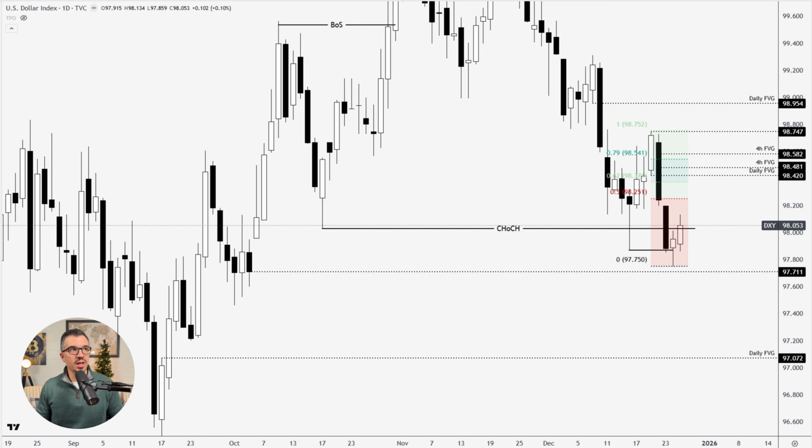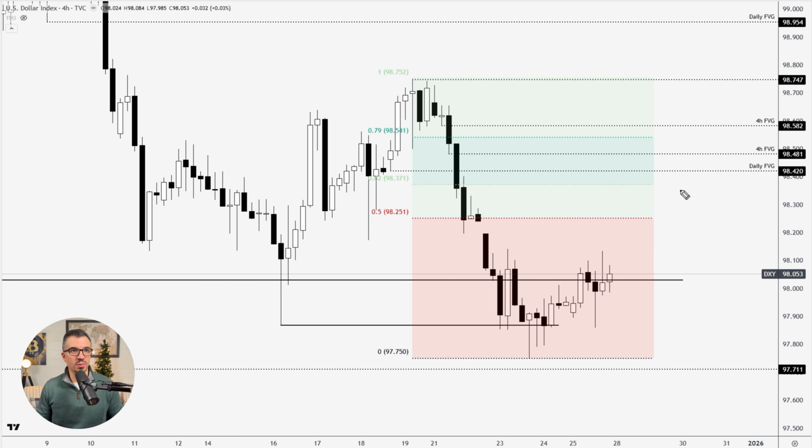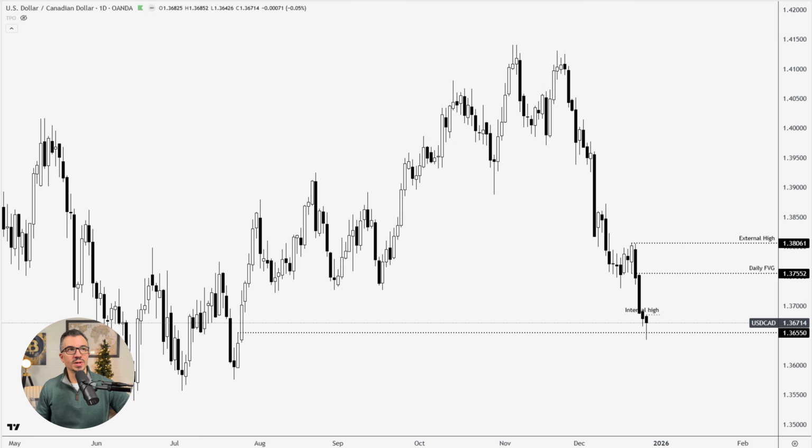Keep that in mind that we talked about the DXY to start, and that right there for the pound, same thing with the euro, could line up with the DXY also pulling back into this region up here as well, okay? So let's move on here to the dollar versus the Canadian dollar.